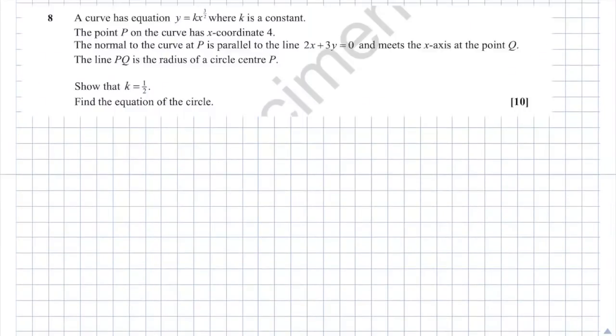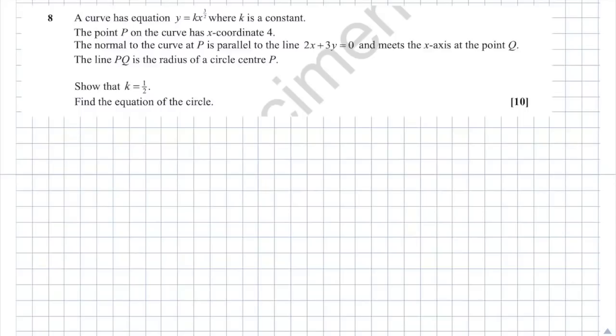Question 8. A curve has equation y equals kx to the power of 3 over 2, where k is a constant. The point P on the curve has x coordinate 4. The normal to the curve at P is parallel to the line 2x plus 3y equals 0, and meets the x-axis at the point Q. The line PQ is the radius of a circle with centre P. Show that k equals a half, and then find the equation of the circle.